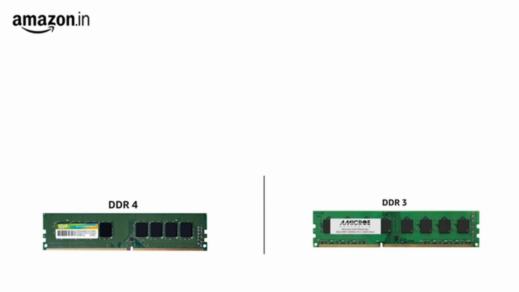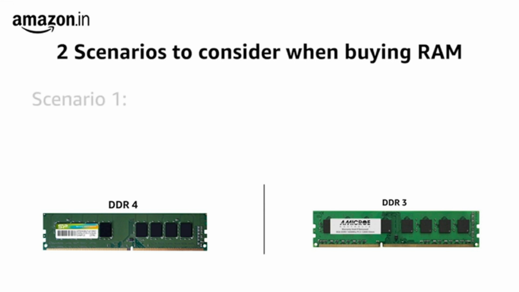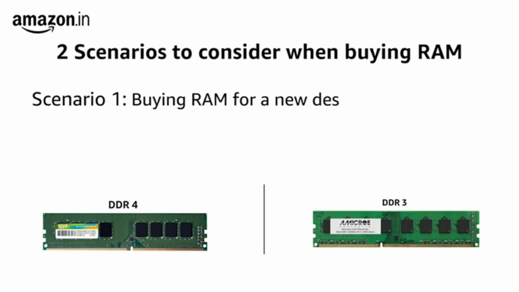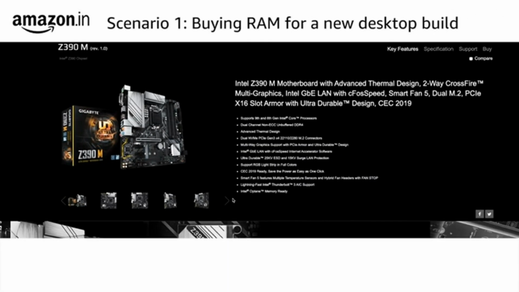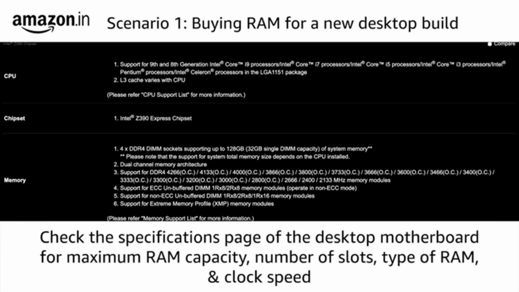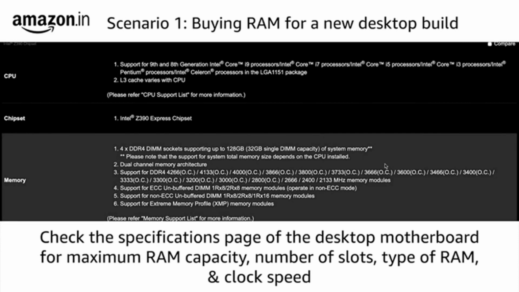Let's break up your RAM buying decision into two scenarios. Scenario 1, buying RAM for a new desktop build. Scenario 2, upgrading RAM on your desktop or laptop. If you are setting up a new desktop, you will be able to gather these three key inputs: maximum capacity and slots, type of RAM, and highest clock speeds from the motherboard specification sheet. You go ahead and buy compatible RAM for your new desktop on this basis.